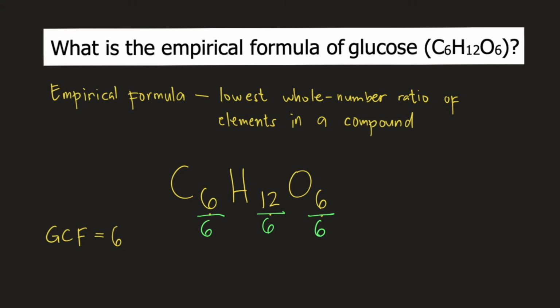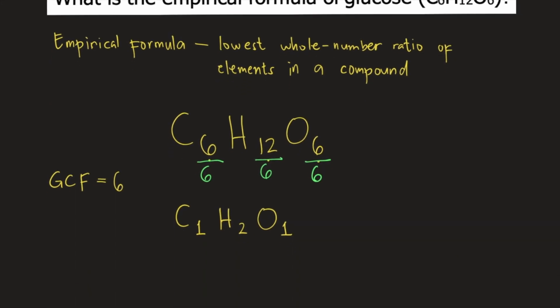So C6H12O6 becomes C1H2O1. In chemistry, we don't usually write the number 1 in chemical formula. So C1H2O1 simply becomes CH2O. And this is the empirical formula of glucose.